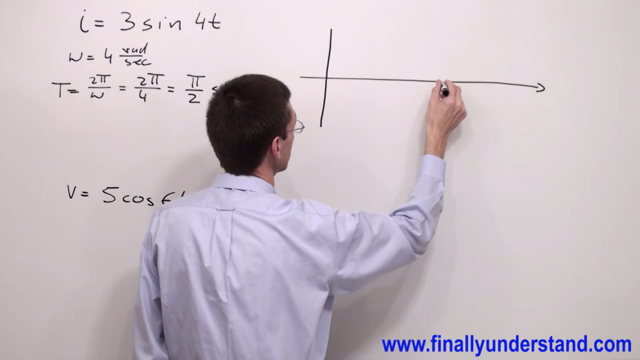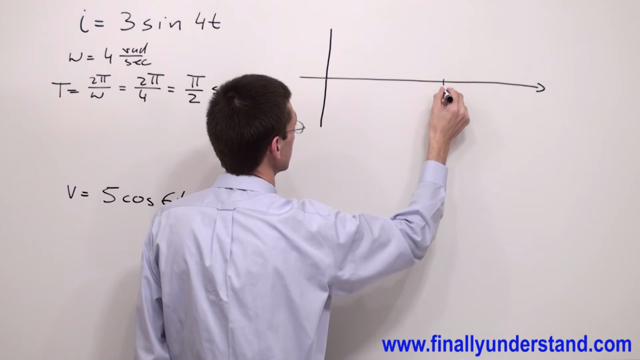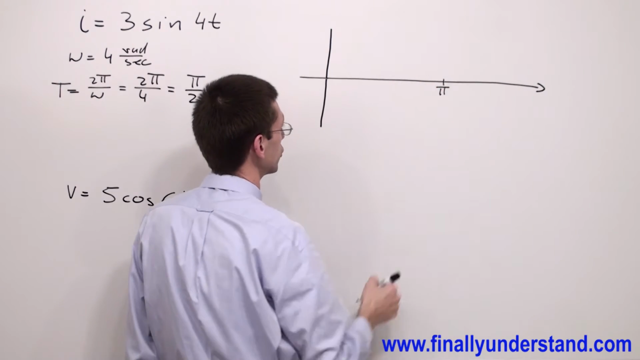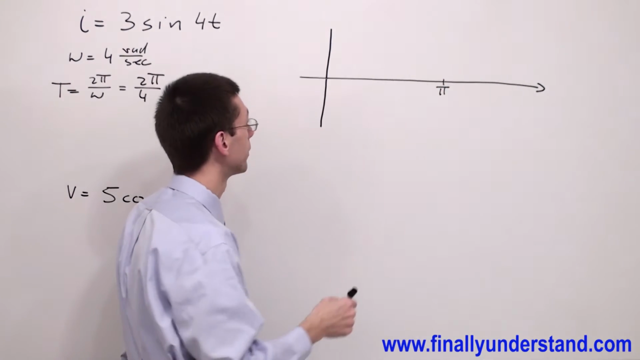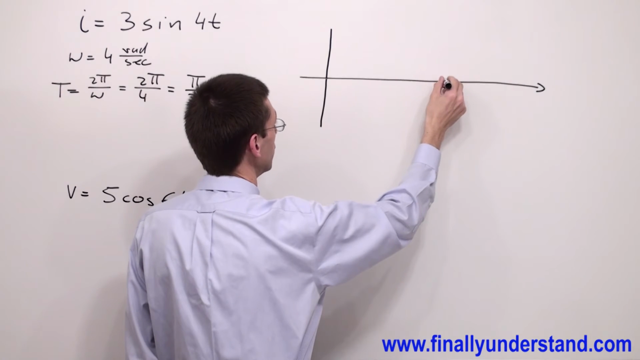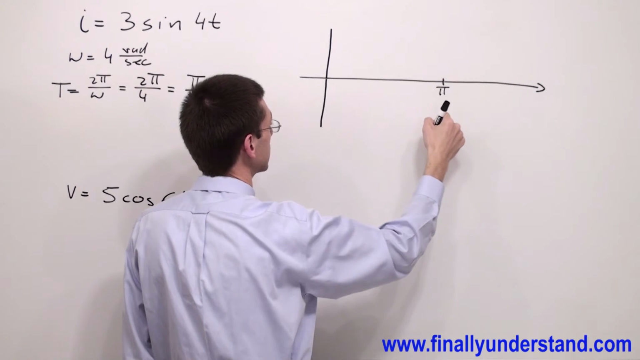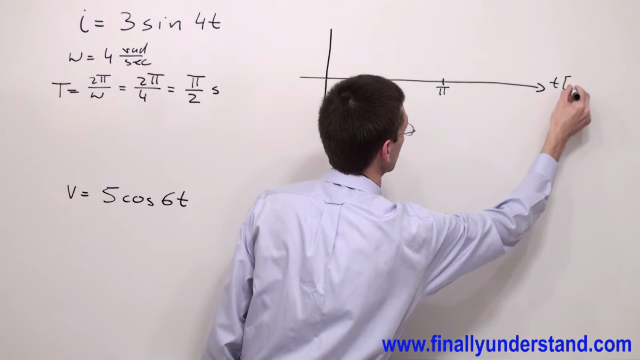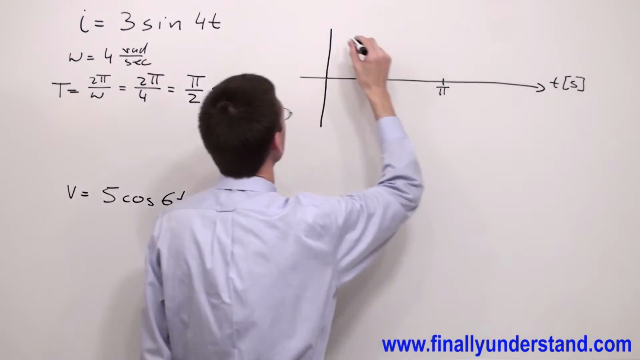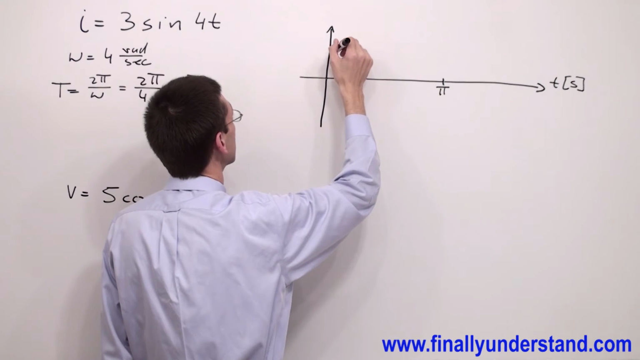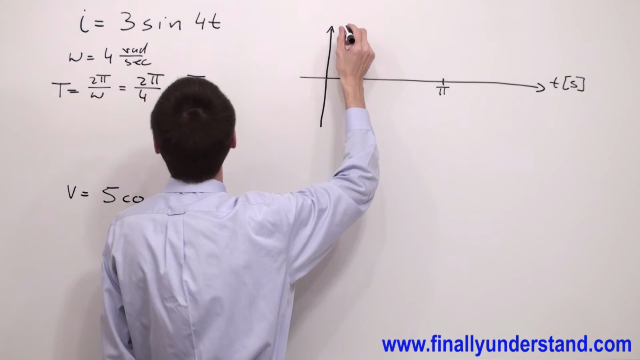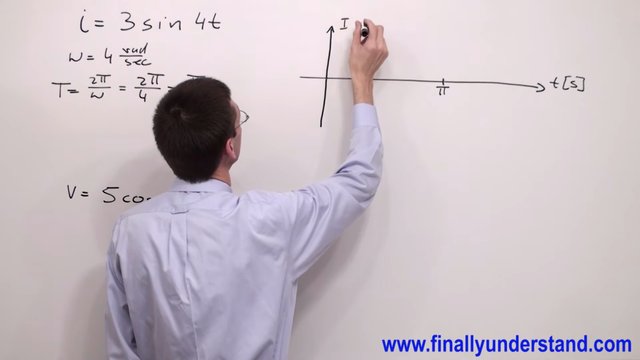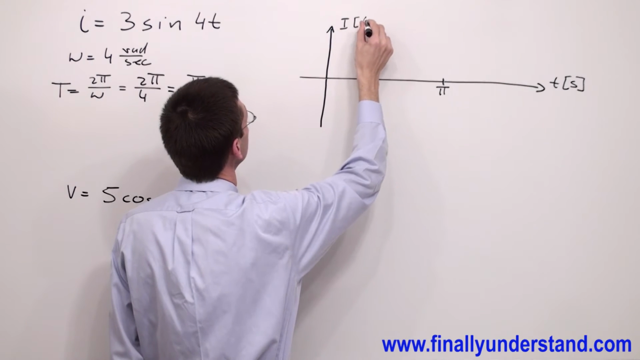This is my pi, approximately. I'm supposed to choose any value. I mean, any point on the x-axis could be pi. And remember, this is my time expressed in seconds. And my y-axis is going to be current at this time, measured in amps.